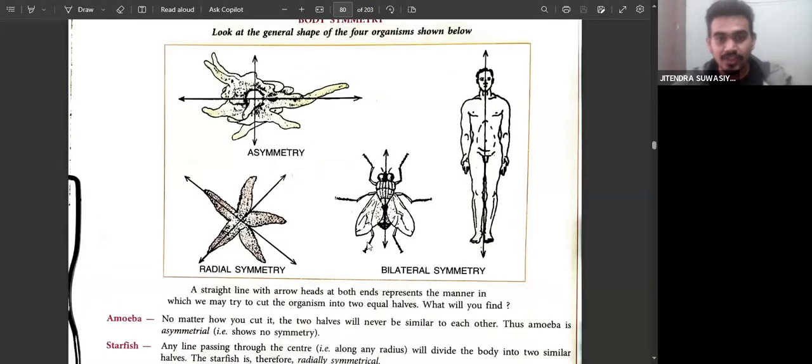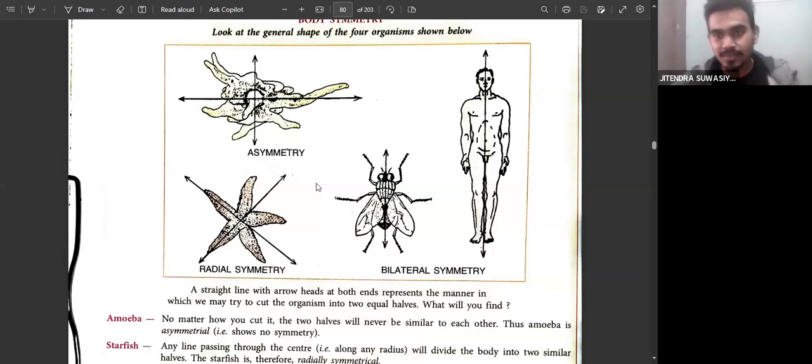Yes, sir. We are just talking about body symmetry and the symmetry of living organisms. We have three types of symmetry. If you go to higher classes, you will get many types of symmetry. But generally, we have asymmetry and symmetry. In symmetry, we have different types, like bilateral symmetry and radial symmetry. Bilateral symmetry is when we can cut any organism into two equal halves. And radial symmetry is when we cut organisms in two ways into equal parts, right?